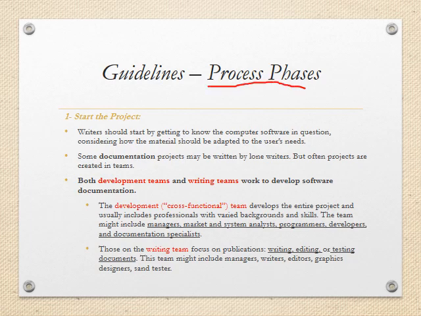Guidelines process phases. The key to producing a quality document is to follow a process. Processes in general vary depending on several factors. In this slide we will point out 3 factors. The first factor, the circumstances of how the software is developed, meaning the circumstances under which the software was built.